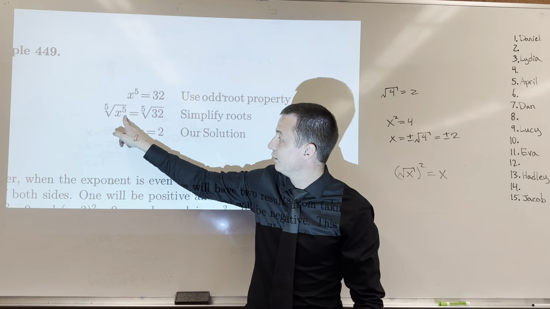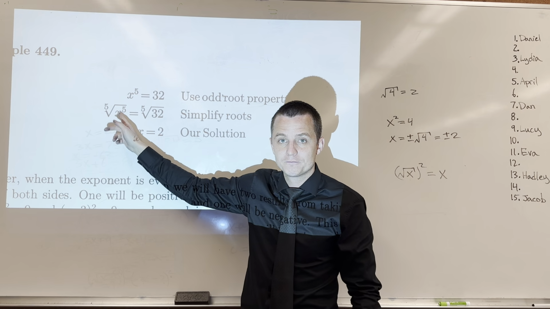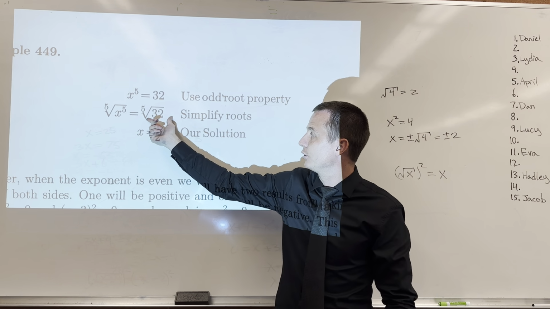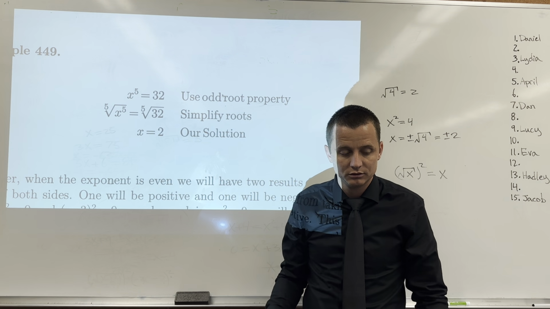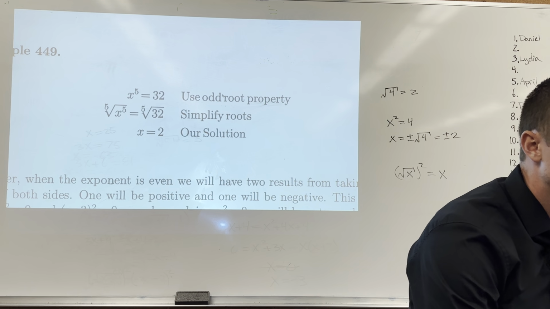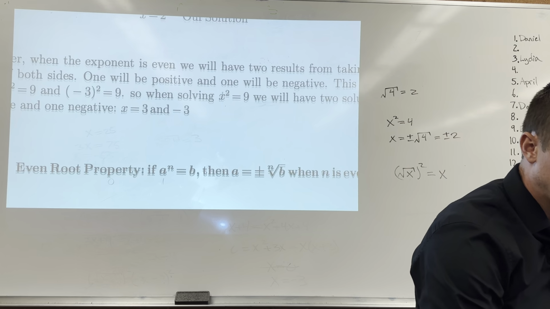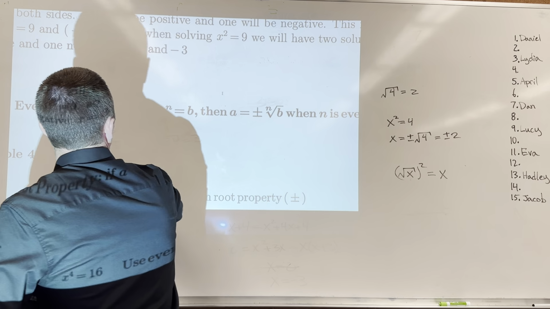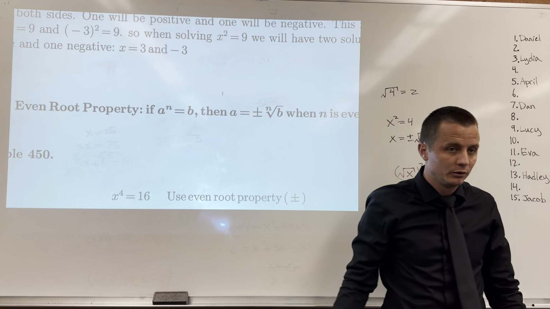Because the fifth root and the x to the 5 cancel each other out. If there was a 2 or a 3, right, for anything. Similarly, the fifth root of 32, well, that's just 2, right? Because 2 times 2 times 2, 5 times, is equal to 32. All right. Now, it's nice and simple when your exponent is odd.